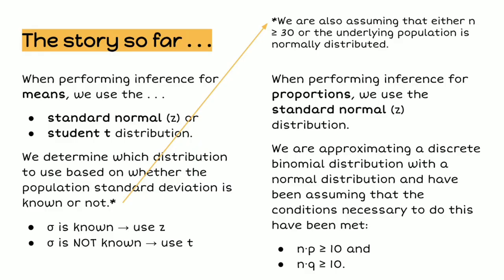And that ensured that our sample size was large enough and that we had enough successes and failures that we could approximate a discrete distribution with a continuous normal distribution.